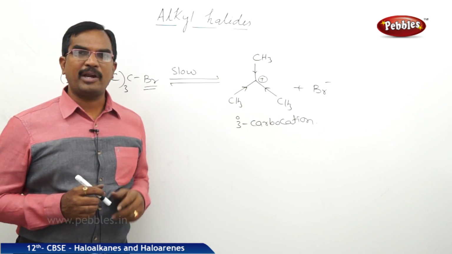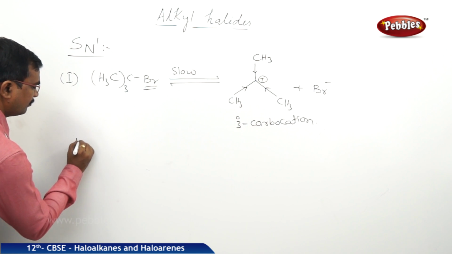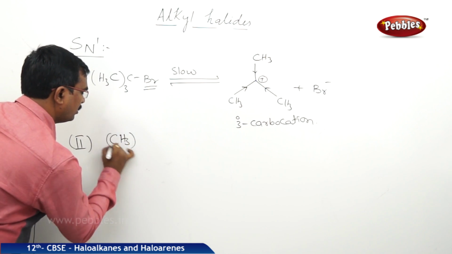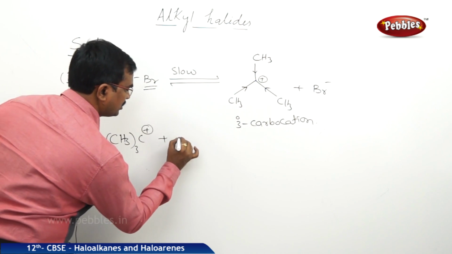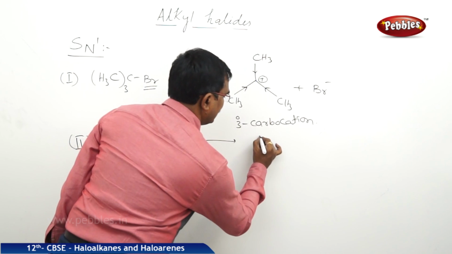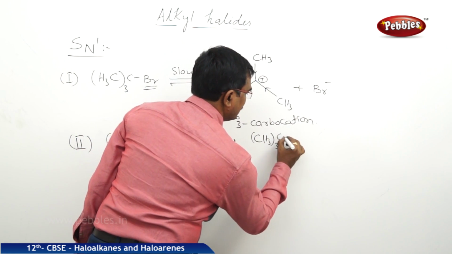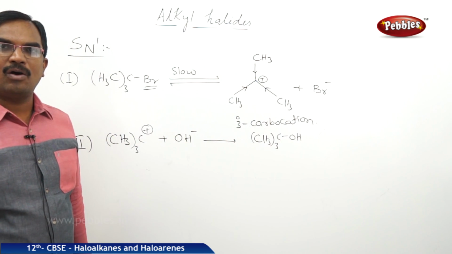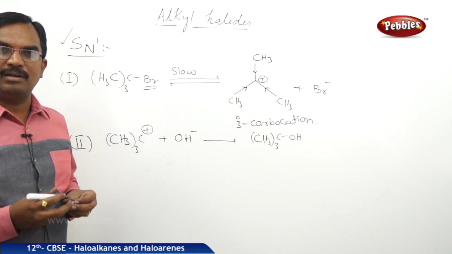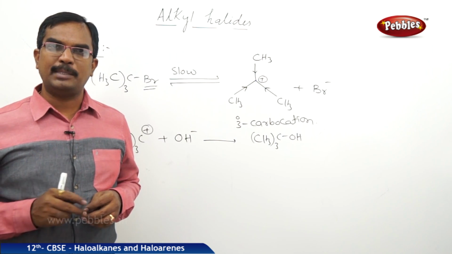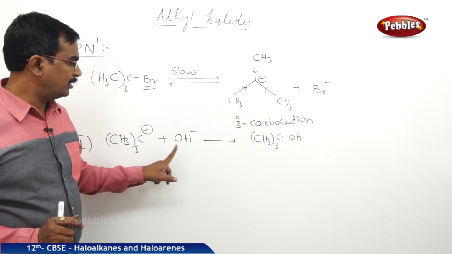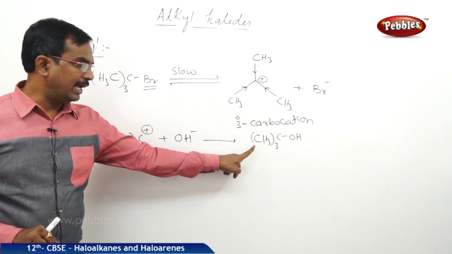Now this particular tertiary carbocation, (CH3)3C+, will react with the nucleophile, OH minus. Here we will get the actual product as (CH3)3COH, which is the alcohol. This is how we can observe the two-step mechanism which is involved in SN1. So always in SN1 it involves two steps. First step is the formation of the carbocation, and in the second step the carbocation is attacked by the incoming nucleophile. This will give the actual product.